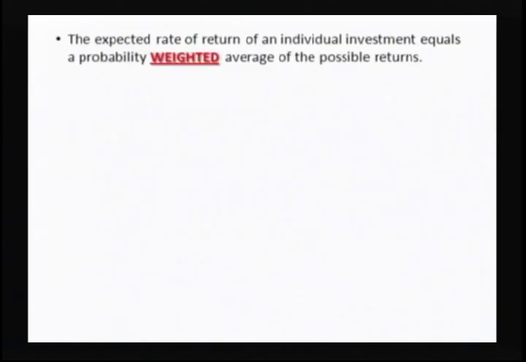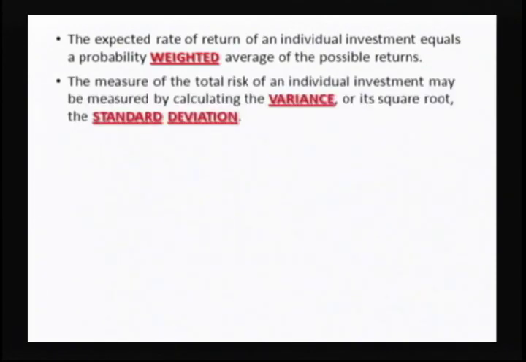The expected rate of return on an individual investment equals a probability weighted average of the possible returns. Each possible return we've allowed for gets multiplied by its associated probability, and we call that a probability weighted average. The total risk of an individual investment can be measured by calculating the variance, or the square root of the variance, called the standard deviation.